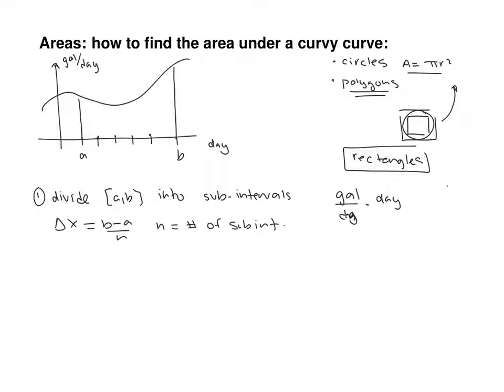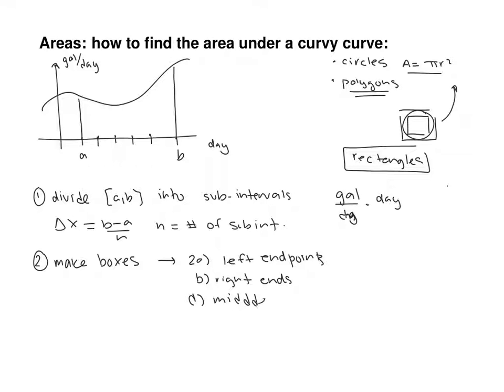Step 2 is you make boxes. Do they go over the curve or stay under the curve? That's a great question. You can do them lots of different ways. For step 2A, you can use left end points. You can use right end points. You can also do middle points. Oopsies. Oh, now I can't erase my mistake. That's terrible. M-I-D-D.